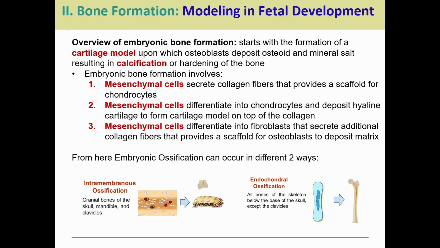There are also two different ways to go through this with these cells, and that's intramembranous ossification and endochondral ossification. This just comes down to which bones you are forming. With intramembranous ossification, we're typically thinking of flat bones, like the cranial bones, the mandible, the clavicles, and whatnot. Whereas with endochondral, we're usually thinking of long bones, like the bones in your arms and your legs, right? So on and so forth.